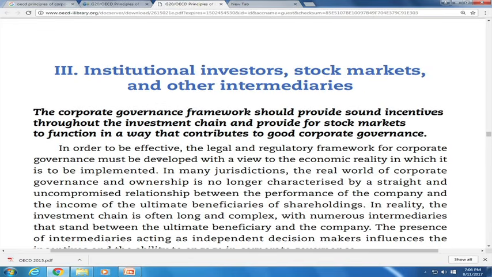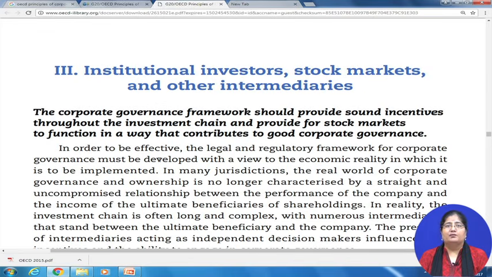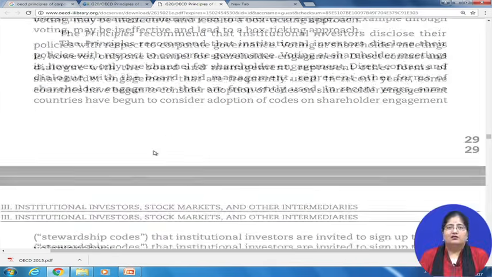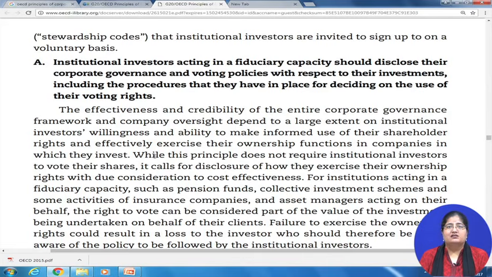Institutional investors, stock markets and other intermediaries. The corporate governance framework should provide sound incentives throughout the investment chain and provide for stock markets to function in a way that contributes to good corporate governance. Institutional investors acting in a fiduciary capacity should disclose their corporate governance and voting policies with respect to their investments, including the procedures that they have in place for deciding on the use of their voting rights.